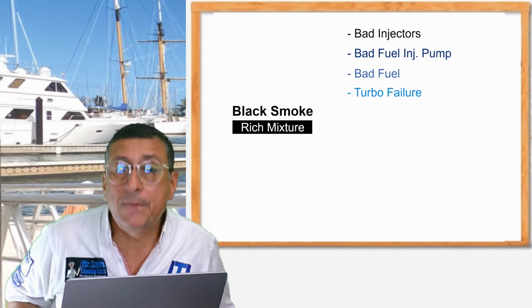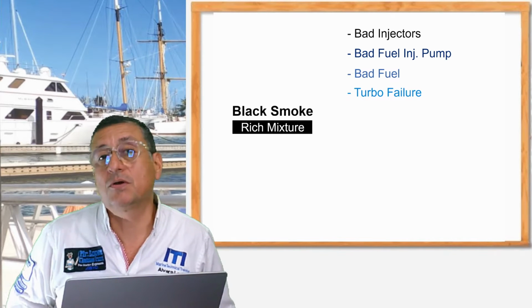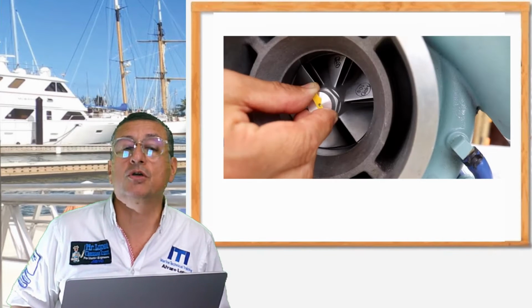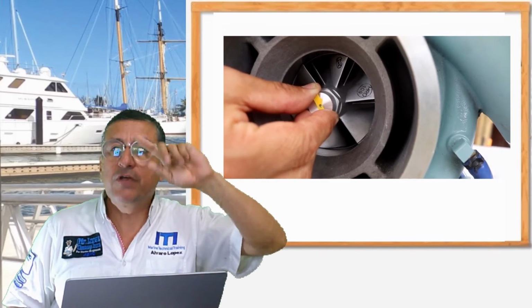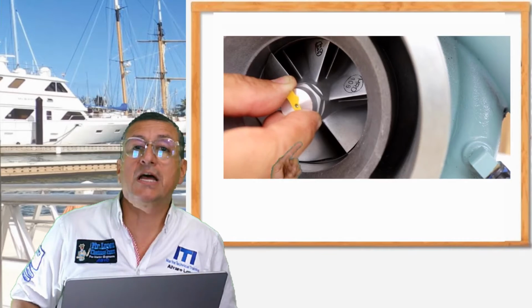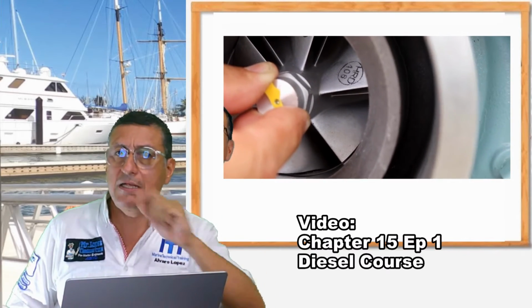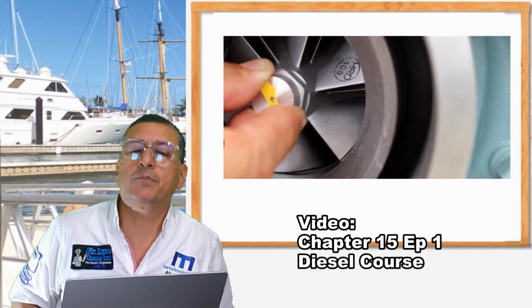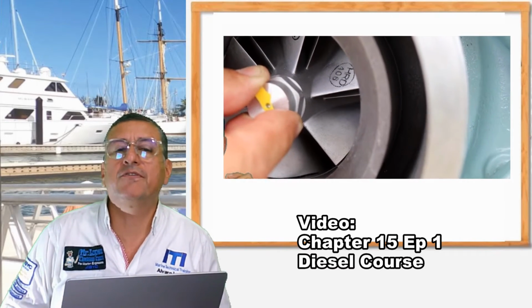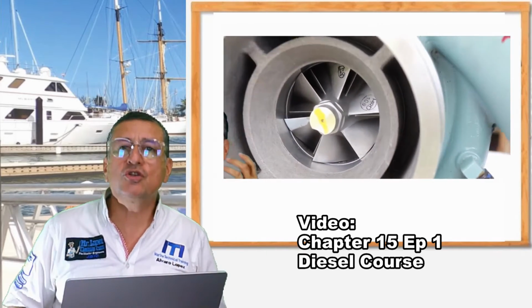If you have a problem on the turbo, probably this is one of the possibilities for black smoke. Check the blade with your finger. Try to rotate the blade in the turbine on the cold side with your finger. It should be free. Check that there is no lateral play. I explained that procedure in chapter 15 of my course on diesel engines. Okay, check the condition of the turbocharger.